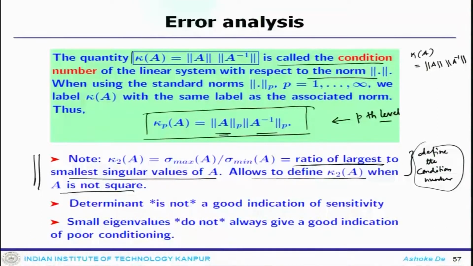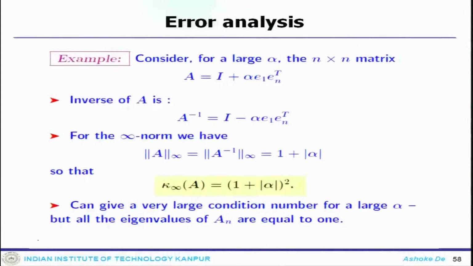So, from the condition number one can also anticipate the convergence level of your linear system. The determinant is not a good indication of sensitivity, and small eigenvalues do not always give a good indication of poor conditioning. So, that is the point. Once you find the eigenvalues, trying to anticipate from them whether the conditioning is good or bad is not a good indication, but the determinant can be a good indication for getting the condition number.